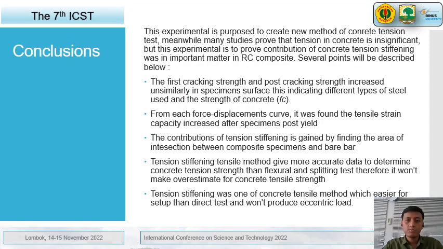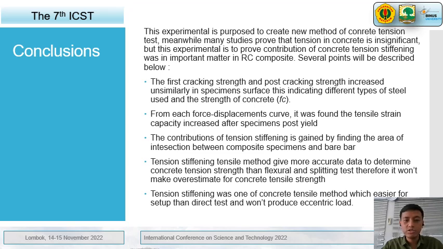This experiment is purposed to create a new method of concrete tension test. Meanwhile, many studies claim that tension in concrete is insignificant, but this experiment also proves that the contribution of concrete tension stiffening is an important matter in RC composite. Several points will be described below. The first is that the first cracking strength and post-cracking strength increase dissimilarly in the specimens. This indicates the different types of steel used and the strength of concrete FC. From each force displacement curve, it was found that tensile strength capacity increased after specimen post-yield.